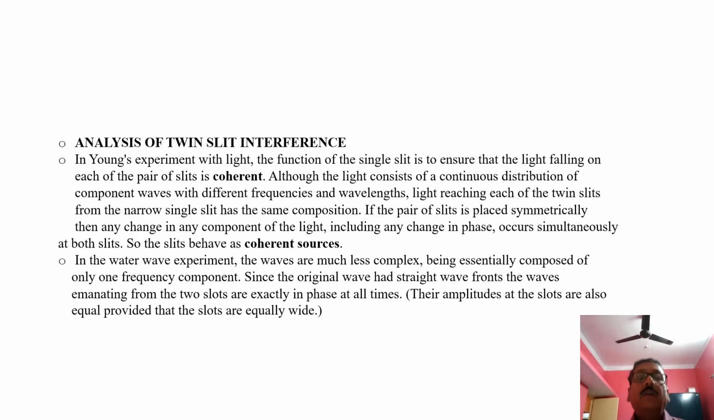In Young's experiment with light, the function of the single slit is to ensure that the light falling on each of the pair of slits is coherent. Although light consists of a continuous distribution of component waves with different frequencies and wavelengths, light reaching each of the twin slits from the narrow single slit has the same composition. If the pair of slits is placed symmetrically, then any change in any component of light, including any change in phase, occurs simultaneously at both slits, so the slits behave as a coherent source.